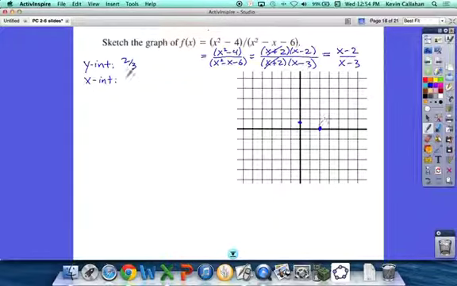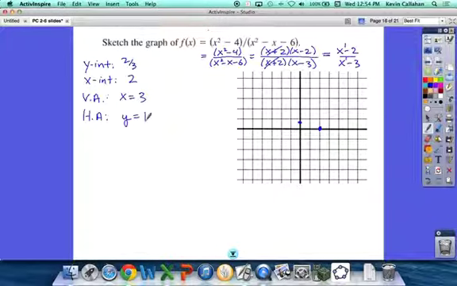The vertical asymptotes are the zeros of the denominator, right? And it's a vertical line, so I have to say it like x equals 3, right? The horizontal asymptote, given the fact that it's x to the first over x to the first, they have the same degree, so it'll be the ratio of the coefficients, which is y equals 1.